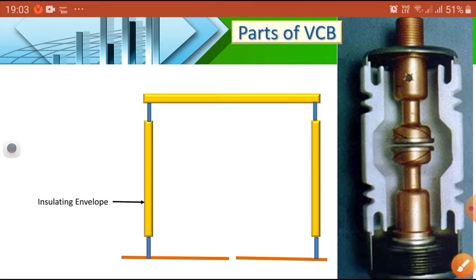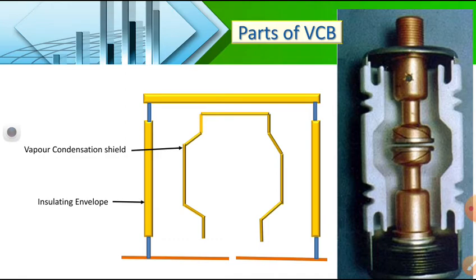After that, what does it consist of? First is the insulating envelope, the overall envelope. After that, the vapor condensation seals. What is the vapor condensation seal here? It is whatever vapor is developed inside, which is prevented from coming outside. It is also made of stainless steel. Sometimes we can see this is the sputter.